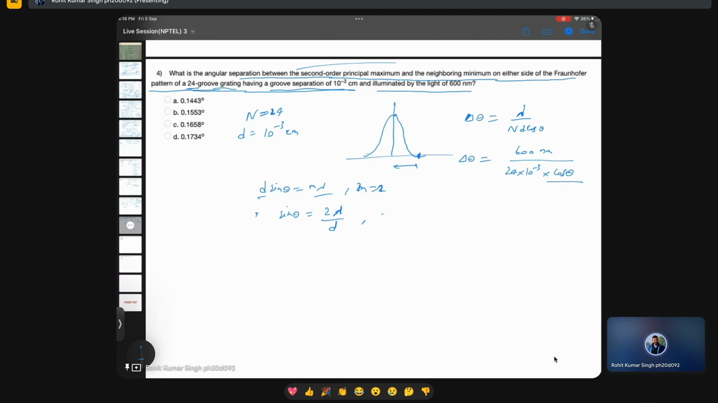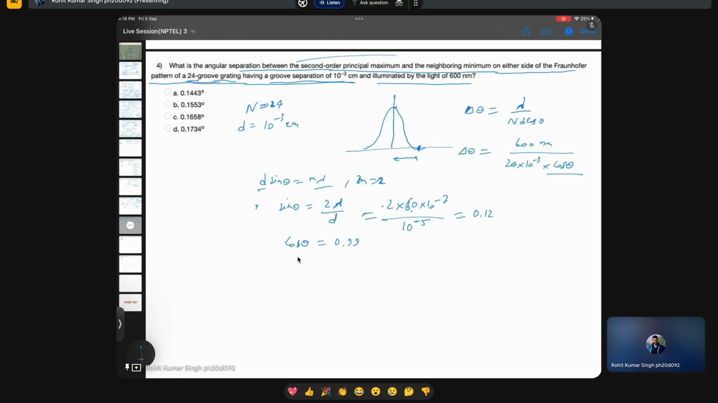So this will be 2 into 10 to the power 2 into 6.0 into 10 to the power minus 7, because it is in nanometer, and d is 10 to the minus 3 centimeters, so 10 to the power minus 5 meter. This will be 0.12, and corresponding to this you have cos theta equal to around 0.99.